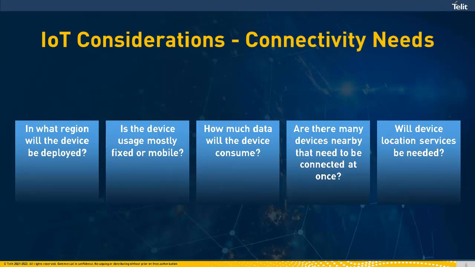Now, once you have selected your main strategy, you have to consider what your product connectivity needs will be. For example, there are several questions that you have to ask yourself. One of them could be what region your device will be deployed in: regional, global, or just in some area. Will your device be mostly connected to the main line, or will it be mobile? How much data will your device consume? So will you need a very high bandwidth connectivity, or very low bandwidth?